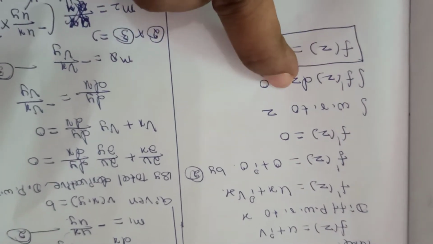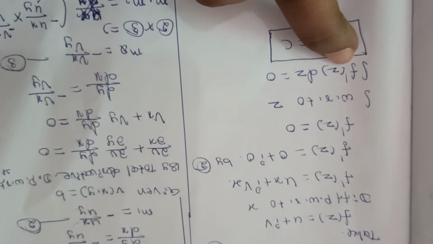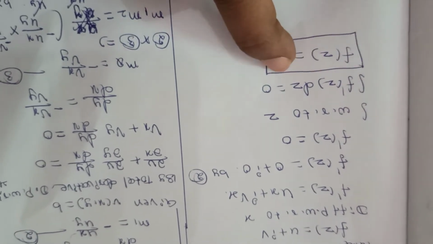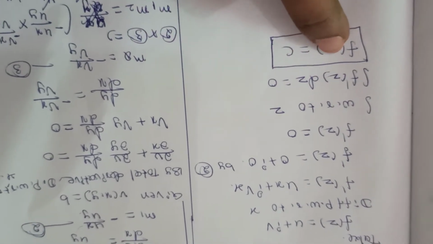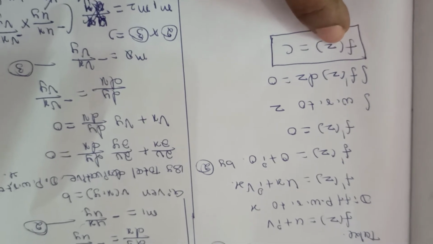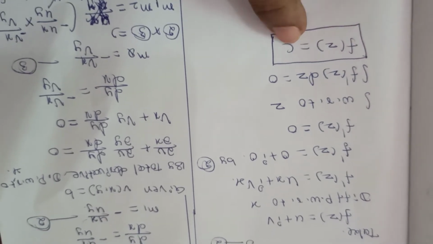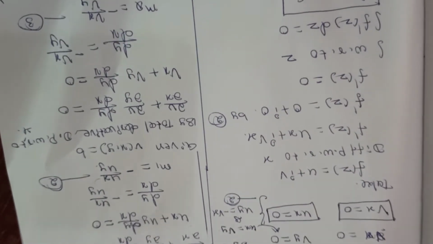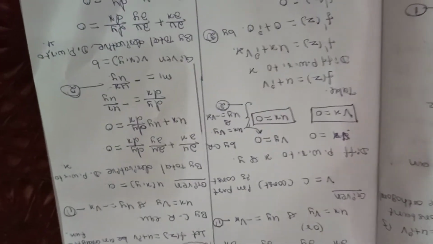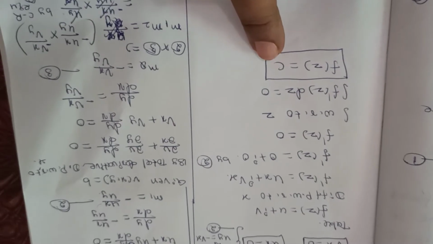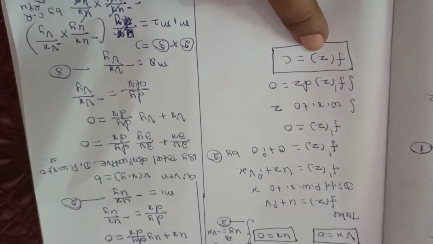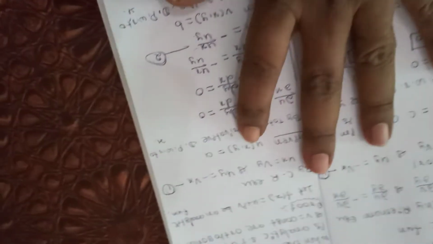Taking integration with respect to z on both sides, the integral of f'(z) dz equals 0. Already you know the derivative and integration cancel. That is f(z) = c. So we have proved the statement: an analytic function with the imaginary part constant is constant. That means we wanted to prove that f(z) = c.